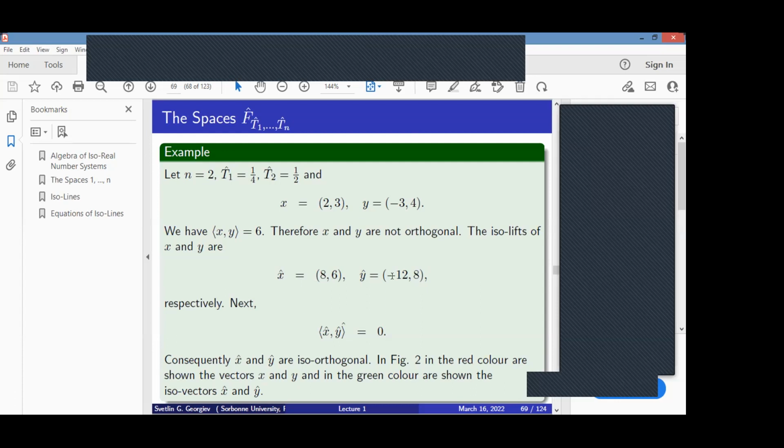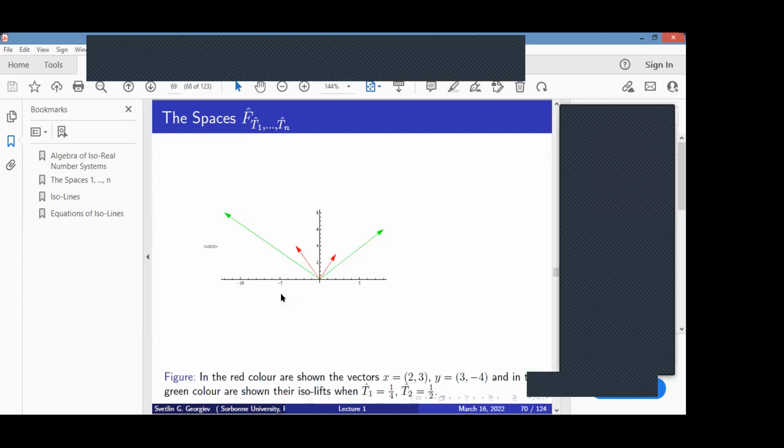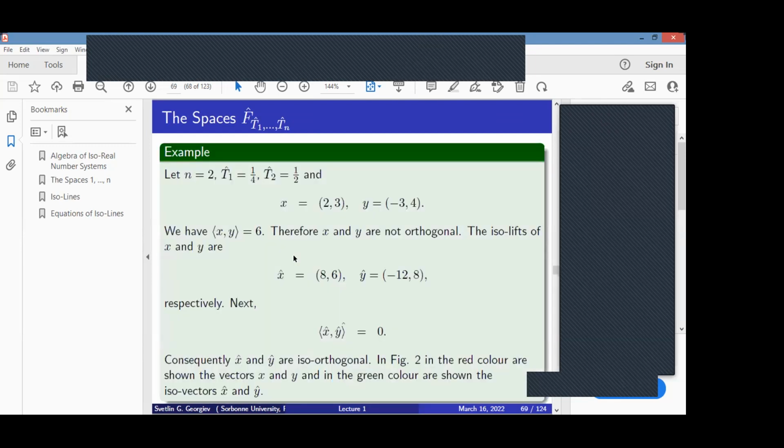Hat y is equal to (-12, 8). Their iso inner product is equal to 0. Then in the iso case, they are iso-orthogonal, but in the classical case, they are not orthogonal. In the red color, we see the classical case, not orthogonality. In the green color, we see the iso case. We see difference as pictures and difference as computations.